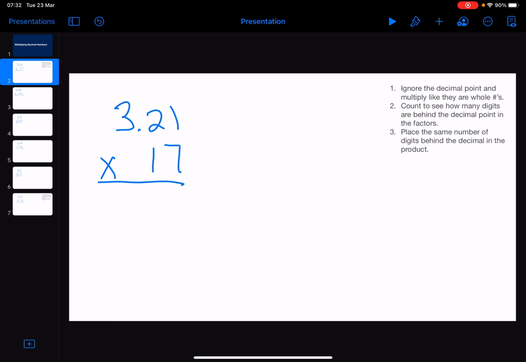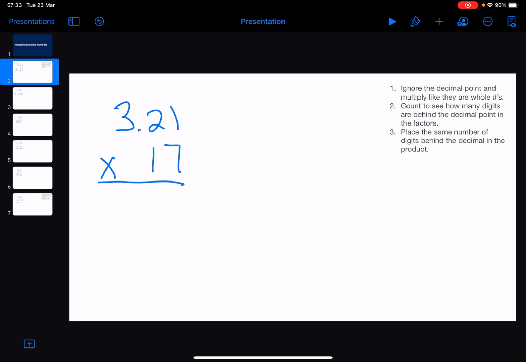So when I look at this, I'm not going to think 3 and 21/100ths times 17. I'm going to think 321 times 17. After I do that, I'm going to count to see how many digits are behind the decimal point in the factors. So 3 and 21/100ths is a factor, 17 is a factor, and I'm going to see how many digits are behind the decimal point. I'm going to count them up. And after I do that, I'm going to place the same number of digits behind the decimal point in the product.